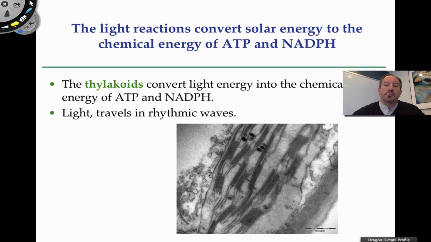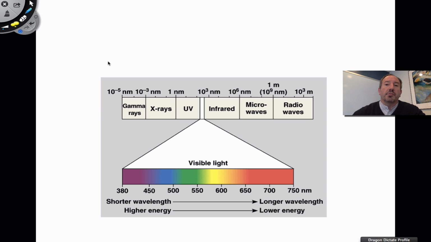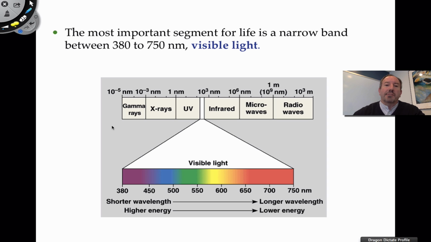Light travels in rhythmic waves. It's picked up by the leaves or any green parts of the plant. And if you weren't familiar with this, this is the electromagnetic spectrum. What we're talking about in photosynthesis is this narrow region of the electromagnetic spectrum known as visible light. It ranges from high frequency violet to low frequency red. And so this higher energy area right in here, inversely proportional, is a preferred frequency for plants to photosynthesize.